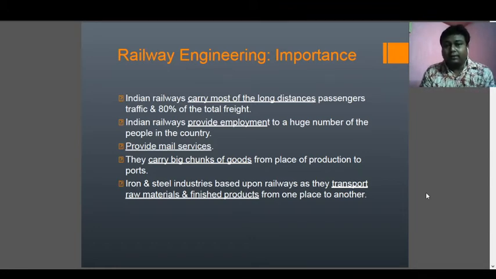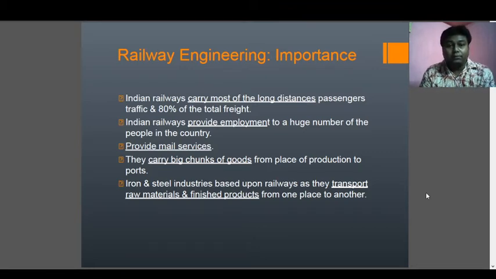Next, the Indian Railways provide employment to a huge number of people in the country. Yes, approximately a few lakhs or a few million workers are directly or indirectly involved in railway engineering. So this is one of the basic livelihoods in society, and we have to give some importance to this railway engineering part.